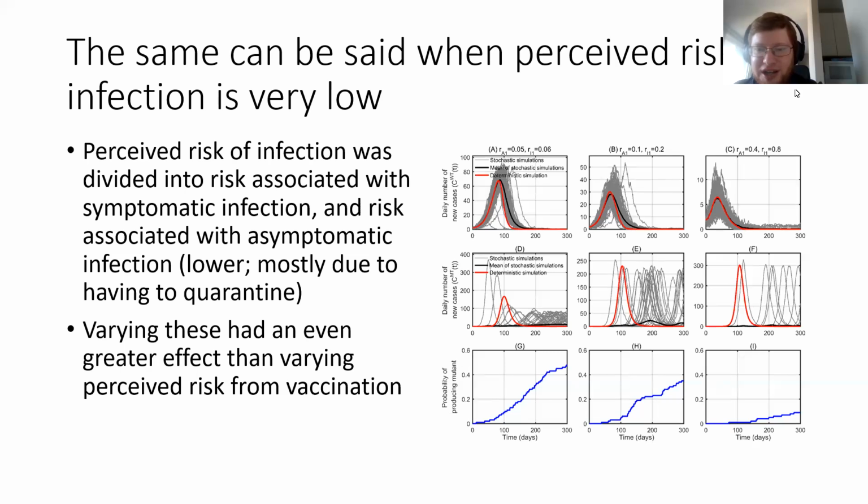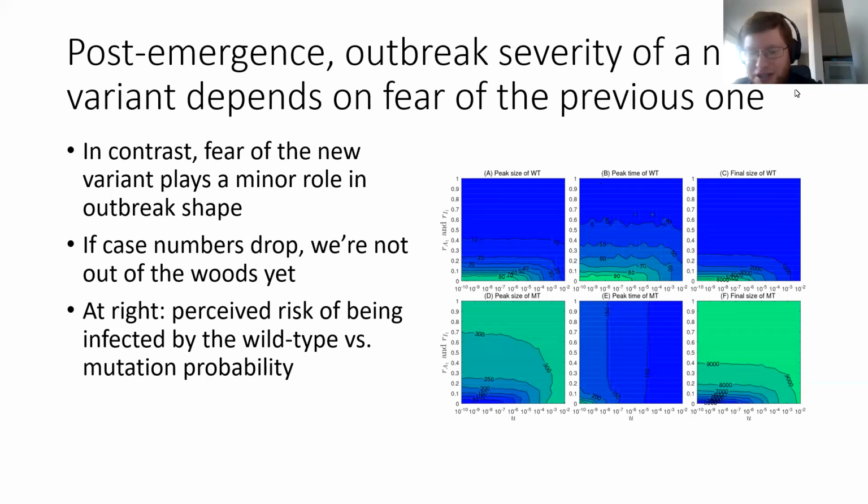So if the perceived risk of infection is very low, as you can see on the left column of these graphs, same as before: top row is daily number of new cases for the wild type, middle row is daily number of new cases for the mutant type, and bottom row is the probability that the mutant type emerged in a given simulation. And so you see here, our simulations gave that 50-50 shot over the 300-day time window we simulated. But if you increase the perceived risk of infection all the way up to the maximum values that we tested, then it's way lower. It's under 10%.